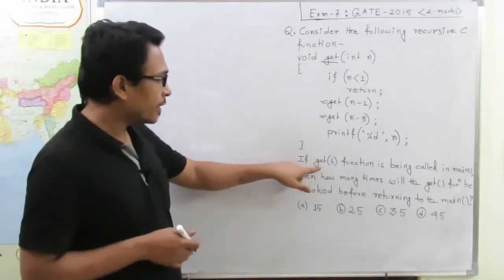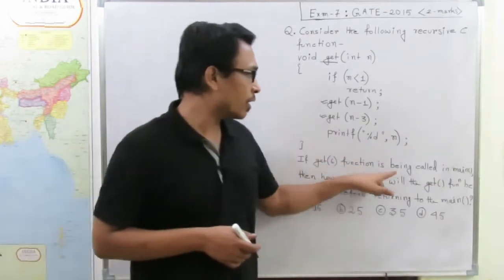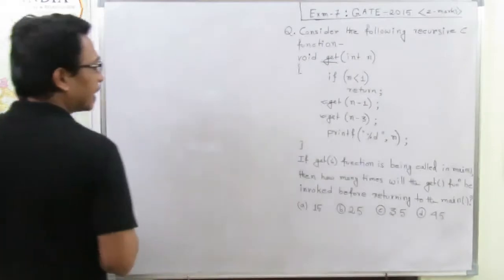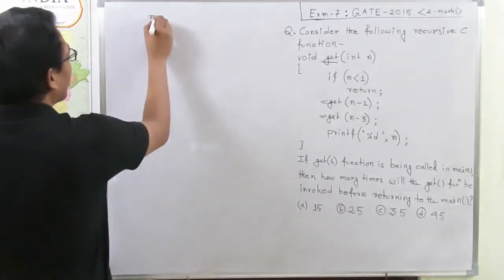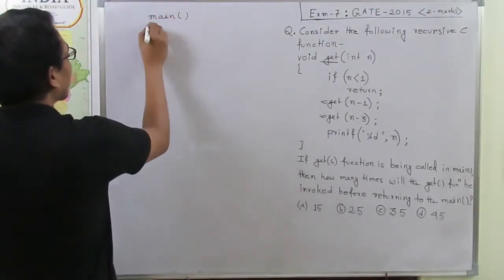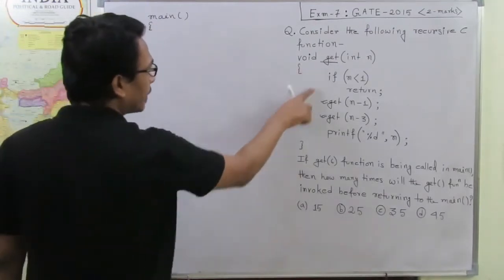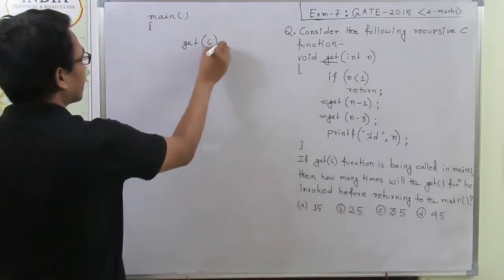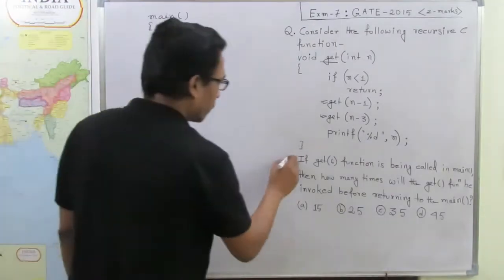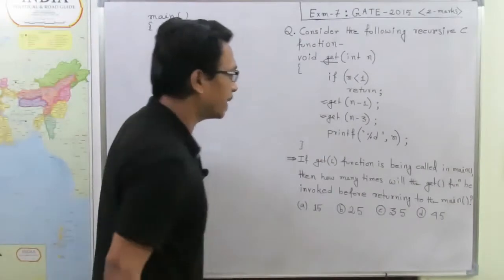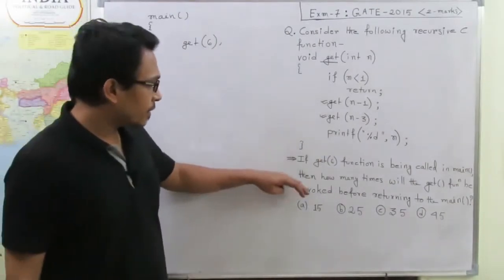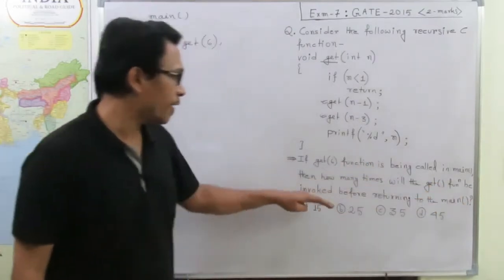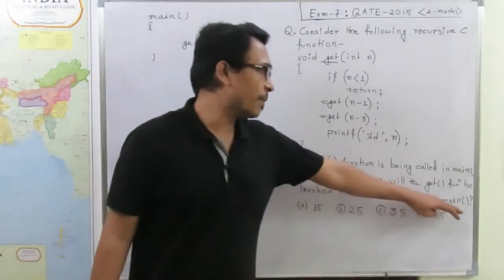If get(6) is being called in the main function, what does it mean? That means they are telling that from the main function we are calling this particular get function with parameter 6. This is what they told in this first part. Now the next part is, then how many times will the get function be invoked before returning to the main function?